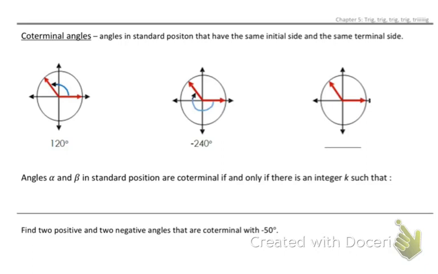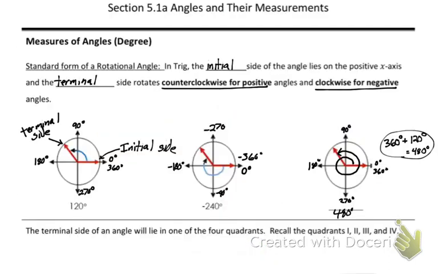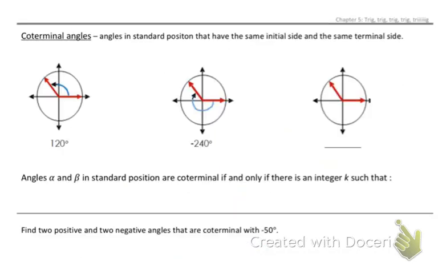Coterminal angles. Coterminal angles are angles that have the same initial side, which makes sense because they all have the same initial side, but they have the same terminal side and they have a different degree value. So if we go back to our original thing, well, it's the same ones as here. Each one of these is coterminal. 120 is coterminal with negative 240, which is coterminal with 480 because they end at the exact same place, but they have a different degree associated with them.